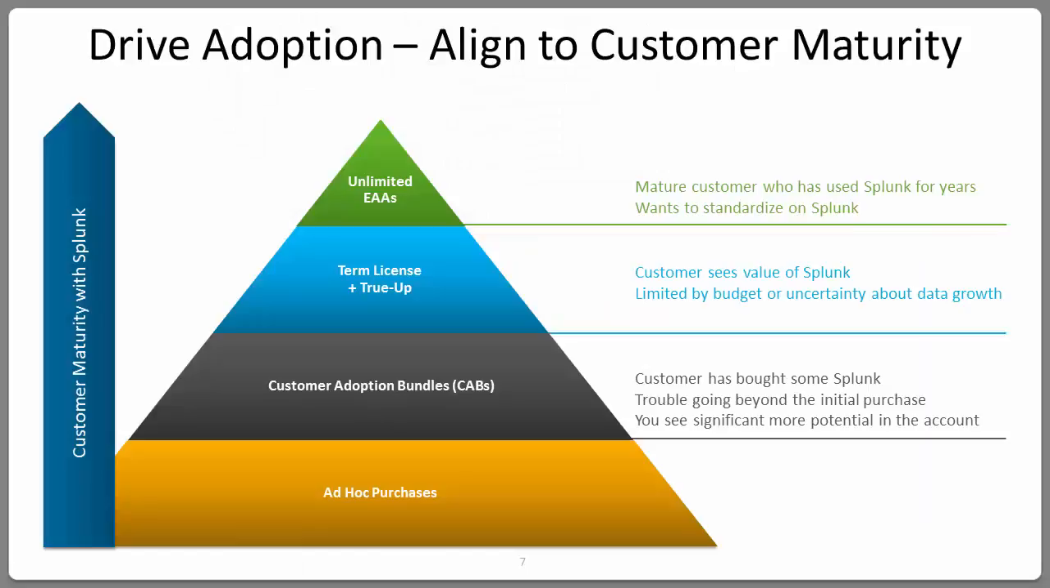Splunk also offers mature customers some incentive pricing in the form of package bundles, such as a Customer Adoption Bundle, or CAB, true-up options, where customers pay a set price and then true-up overage costs at the end of the year, and Enterprise Adoption Agreements, EAAs, that make it more advantageous for an organization to standardize on Splunk as a platform and consume larger licenses over a defined period of time.